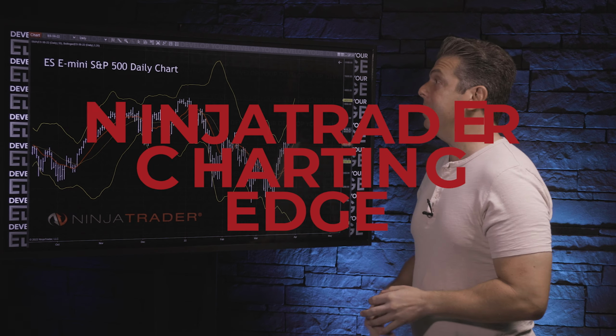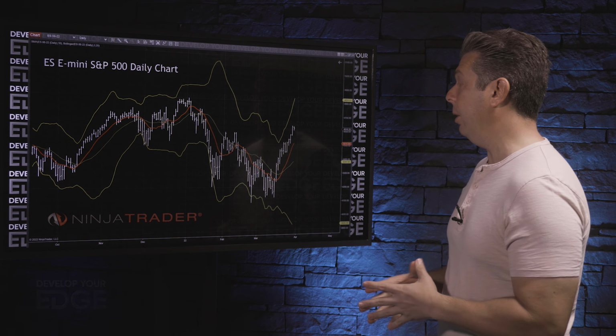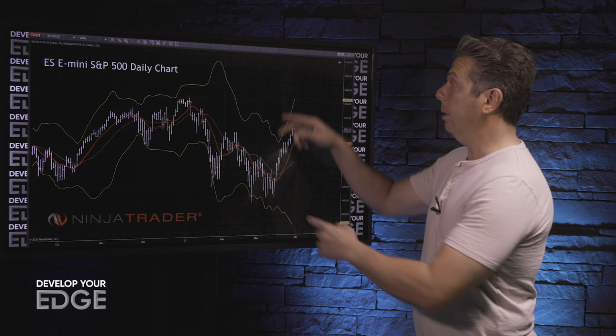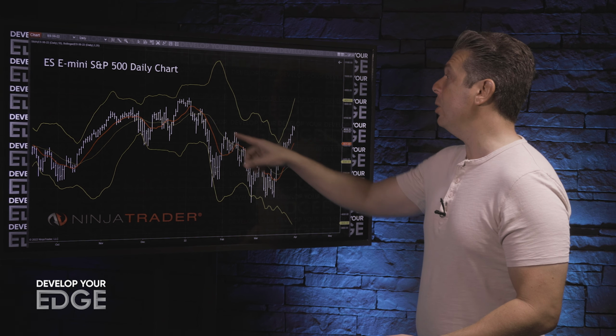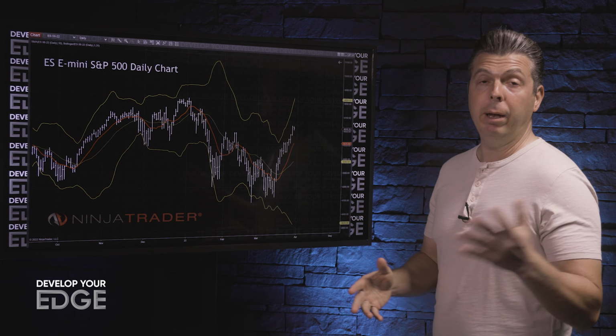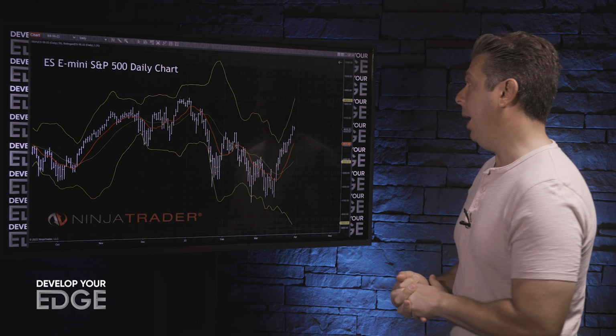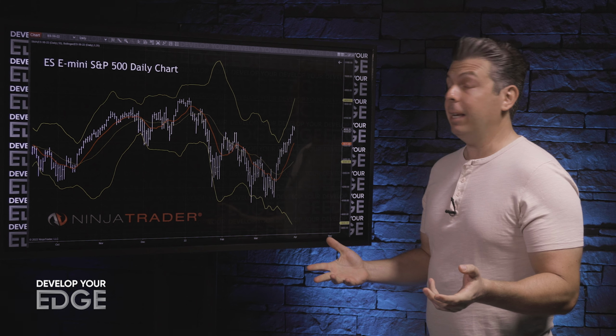Pulled up the E-mini S&P 500 daily chart, and same old with the indicators. 20 period, 3 standard deviation Bollinger Bands. Red is a 10-day simple moving average, and that gold line is that middle Bollinger Band, 20 period simple moving average. What a comeback in the E-mini S&P.